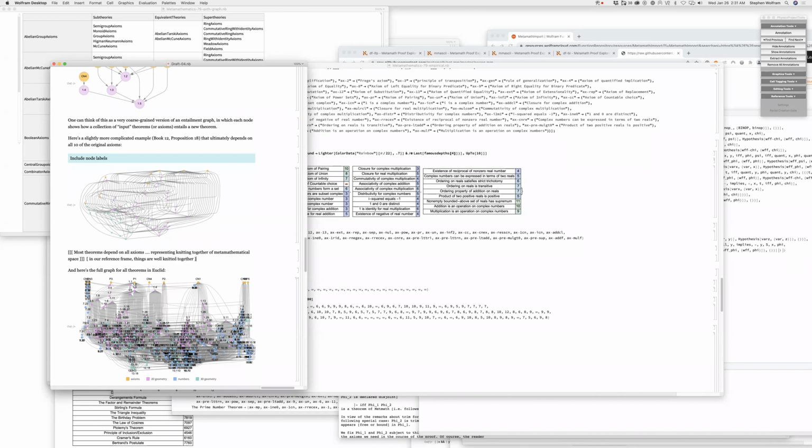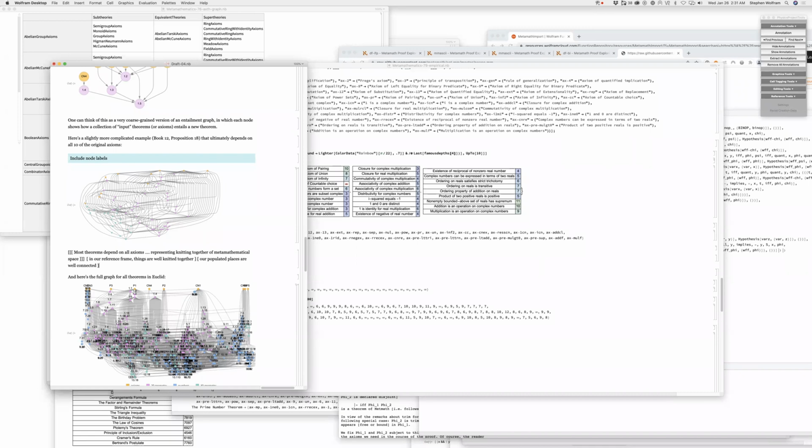Or even the way we've populated metamathematical space, those populations, so to speak, are well knitted together. Yeah, right. Our population centers, our populated places. You see, this is the problem. I work on enough different things. They're called populated places in geodatabases. Our populated places are well connected, even though well connected means something else too.